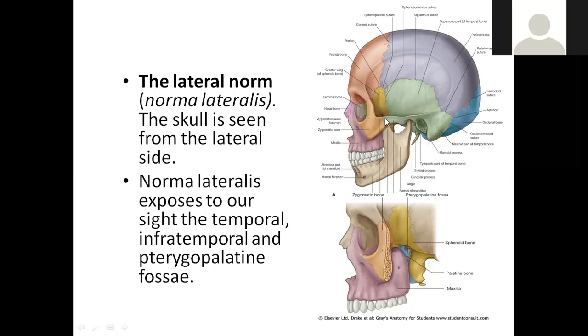If you break the zygomatic arch and also the ramus of the mandible, you will be able to see the deeper components of the skull bone, which are the infratemporal fossa below the zygomatic arch and the temporal fossa above the zygomatic arch. So we have the temporal fossa, the infratemporal fossa, and more deeply inside we have the pterygopalatine fossa.